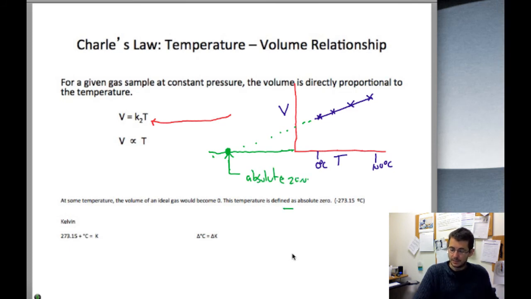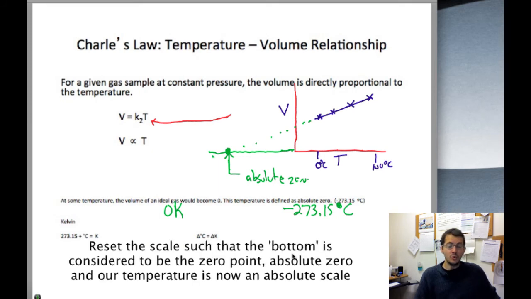For us, that's about minus 273.15 degrees centigrade. So rather than talk in degrees centigrade, we fix the zero such that we choose the zero of our new scale to be minus 273.15 degrees centigrade. That's what we call absolute zero, or 0 Kelvin.